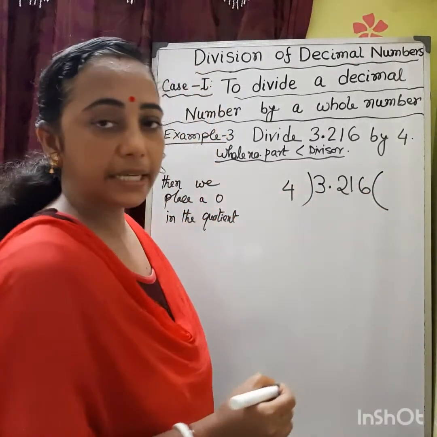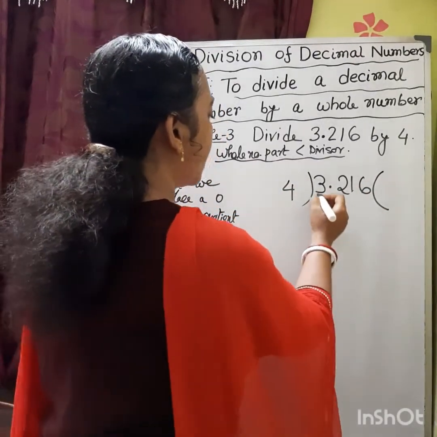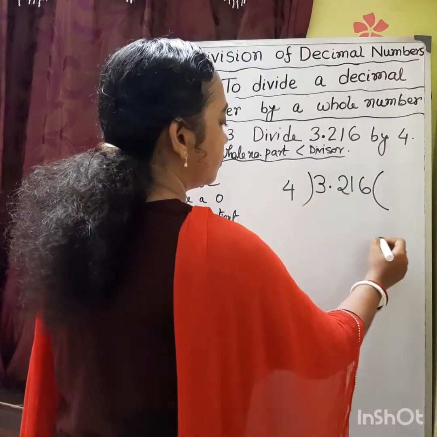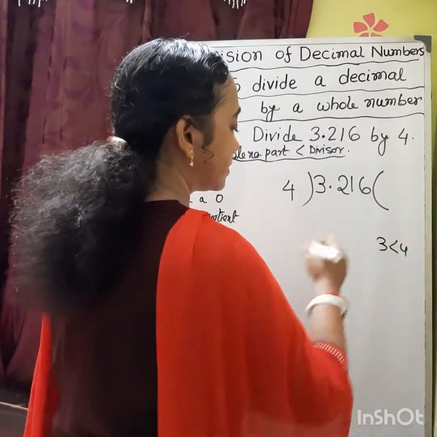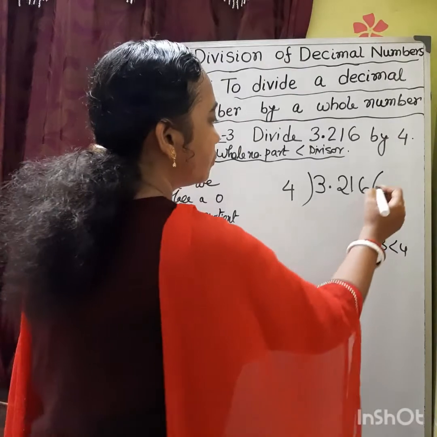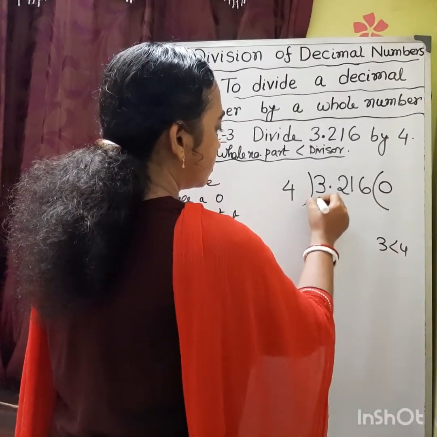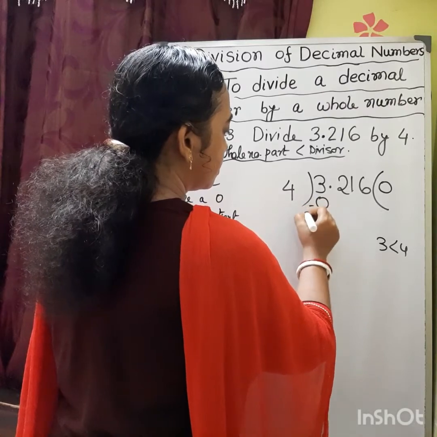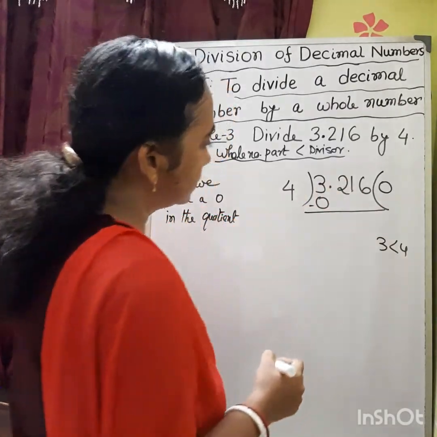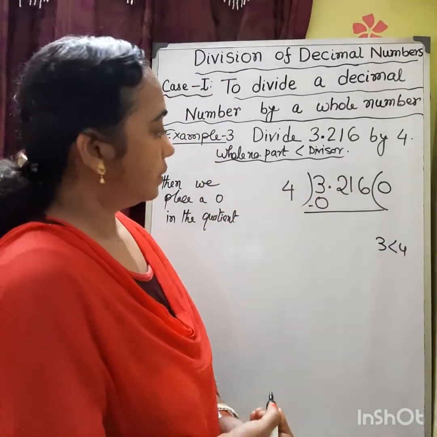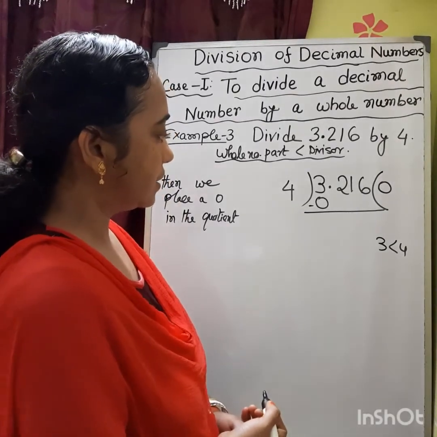Now here we can see that the whole number part, that is 3, is less than 4, the divisor. So we put 0 in the quotient. We can put it here also, because 4 times 0 is 0. But after that, no other number is present here.